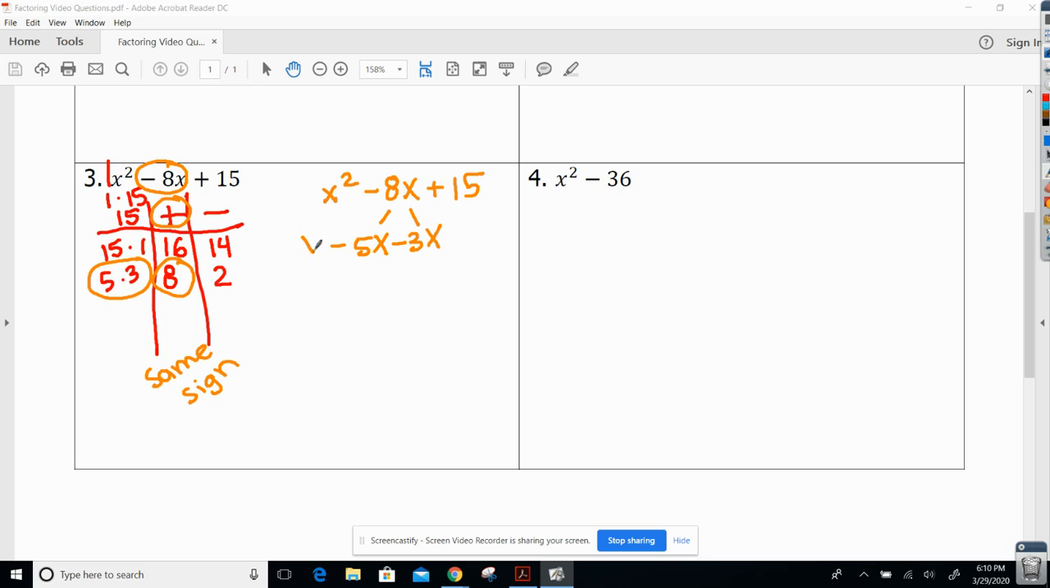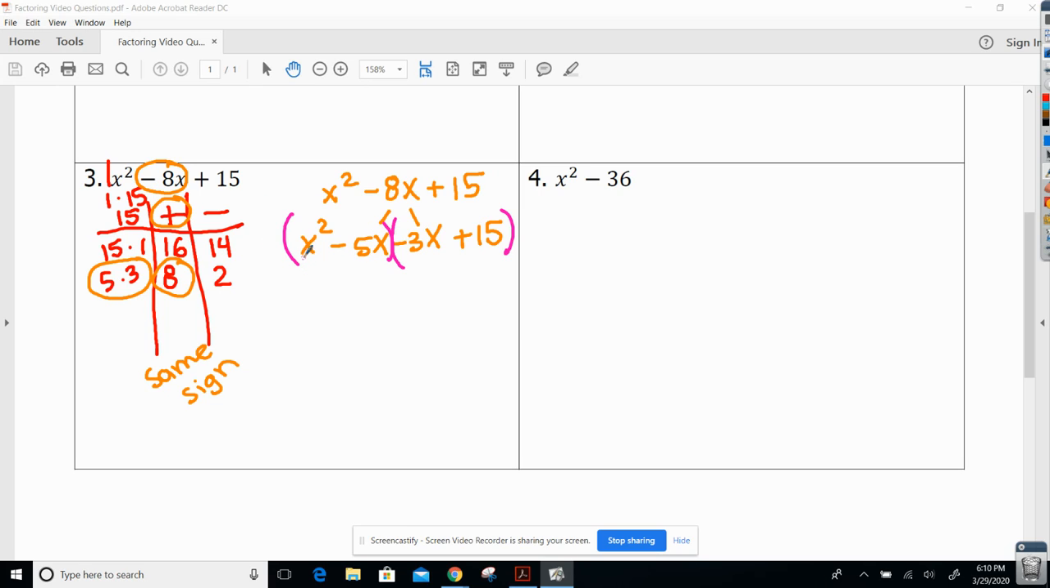Just like before, we're going to bring down our first term, we're going to bring down our last term, and that's going to give us a total of 4 terms. If you remember, when we have 4 terms, we can factor by grouping. So we're going to break it up into 2 groups, first 2 terms, last 2 terms, and then we're going to find the GCF of both groups.